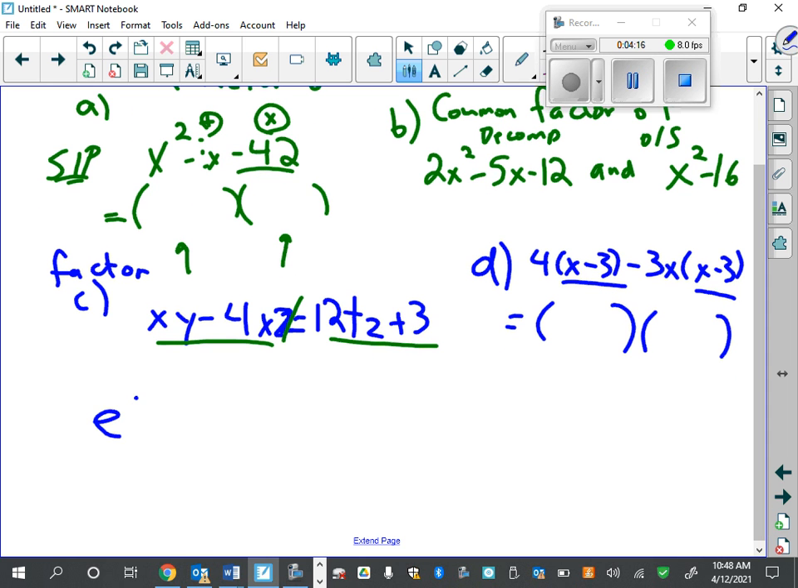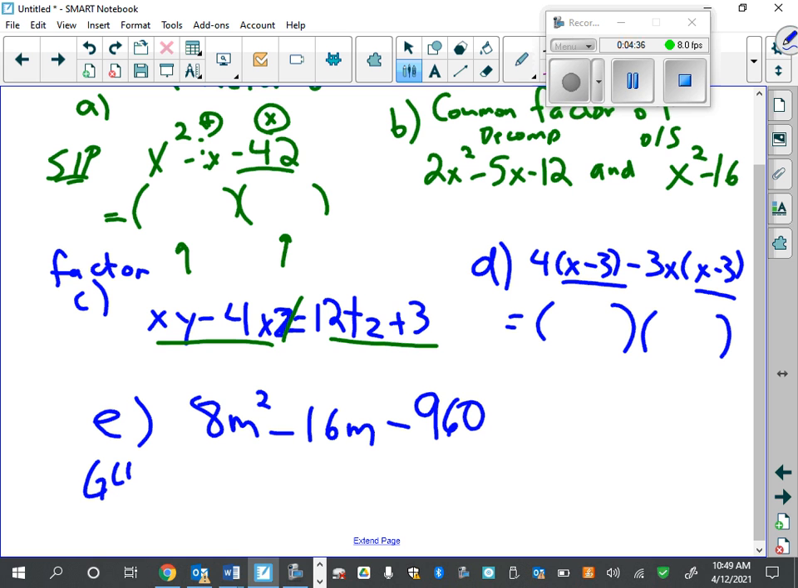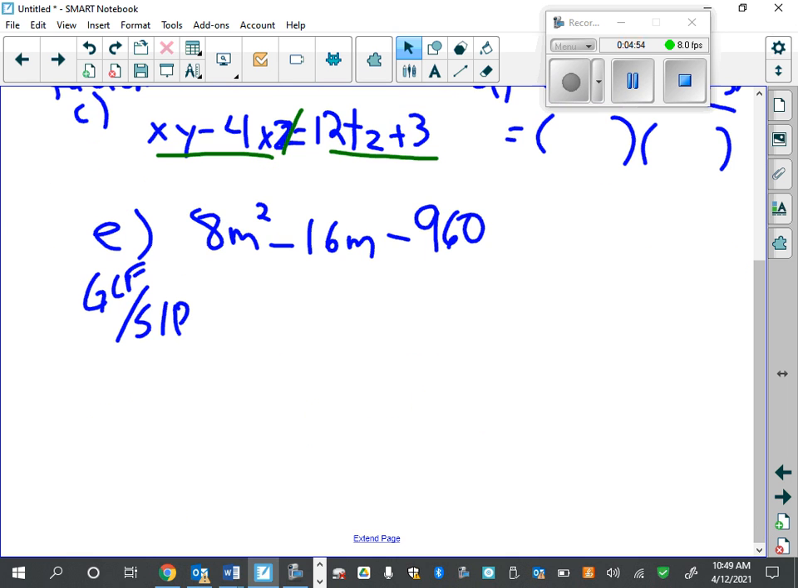E, I love this one. 8m squared subtract 16m subtract 960. So this is a GCF. First you've got to take an 8 out, or you're going to get some really big numbers on decomp, and then you'll have to take the GCF out anyway, which no one does, and then a sum product question. Okay, so divide everything by 8 first. Keep the 8 outside the brackets. You guys still working on this? Almost? Okay. And then this is what we're working on now.